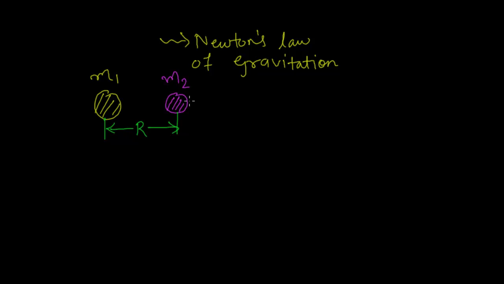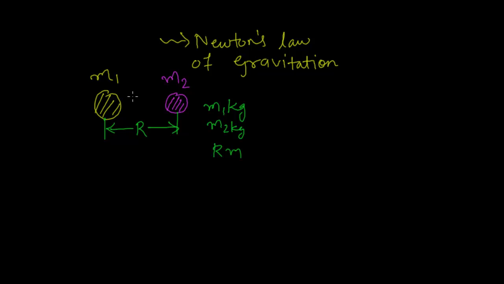Now mass m1 is in kg, so this is m1 kg, this is m2 kg, and this is r meter. Units are important whenever we study physics. Okay, now as I just taught you in my previous video, any two objects that exist in this universe would attract each other by some gravitational force. Newton's law of gravitation gives us a clear numerical figure for the magnitude of the gravitational force acting between them. So let us understand it.